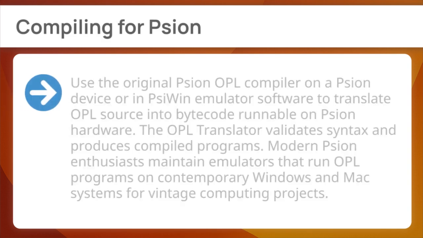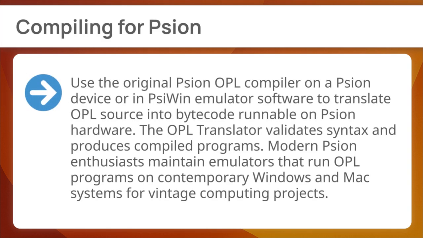Next, compiling for Psion. Use the original Psion OPL compiler on a Psion device or in Cygwin emulator software to translate OPL source into bytecode runnable on Psion hardware. The OPL translator validates syntax and produces compiled programs. Modern Psion enthusiasts maintain emulators that run OPL programs on contemporary Windows and Mac systems for vintage computing projects.